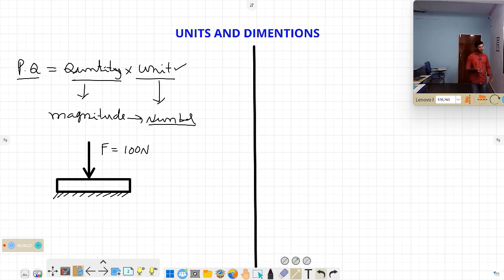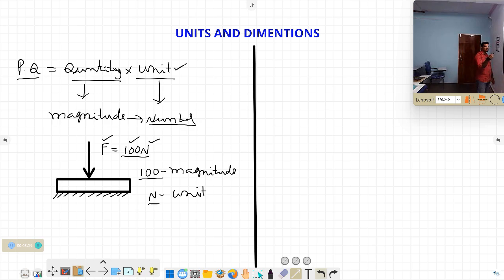Take an example. Whenever you take any body, this is the way the force is applied on the body. One person is applying force on it. How much? 100 newtons. Here, force is the physical quantity. In that, 100 is called the magnitude, and newton is called the unit of that physical quantity. So what is 100? Magnitude. What is N? It is the representation of that physical quantity's unit, in terms of newton.